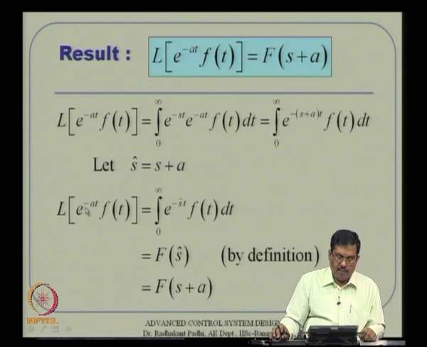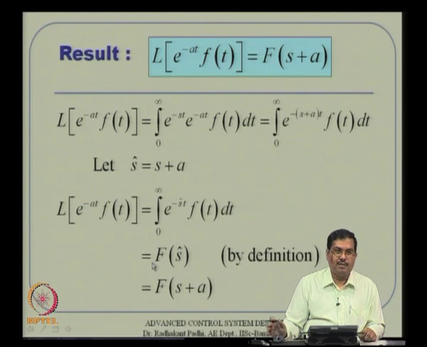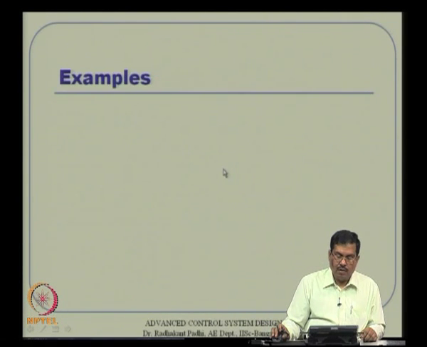Then the Laplace transform of e to the power minus a t into f of t, which is what you are considering here, turns out to be simply the integral of e to the power minus s hat t into f of t dt, and that is again by definition F of s hat. And s hat is s plus a. So essentially this is nothing but F of s plus a. It is not very difficult to show at all.